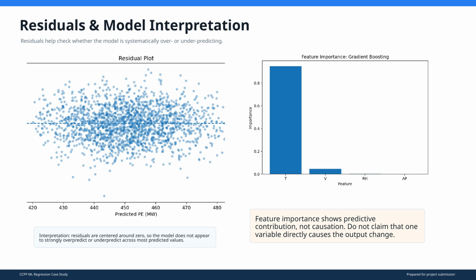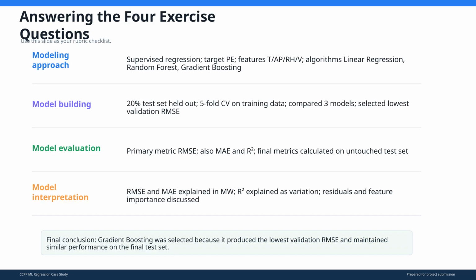To summarize the 4 grading requirements, the problem was correctly defined as supervised regression, using PE as the target and 4 environmental features. 3 algorithms were compared using 5-fold cross-validation after holding out a 20% test set. Gradient boosting was selected using the lowest validation RMSE and then evaluated on unseen test data. Finally, RMSE and ME were interpreted in megawatts, R-squared was explained as variation captured, and residuals and limitations were discussed. This completes the full modeling and evaluation workflow.